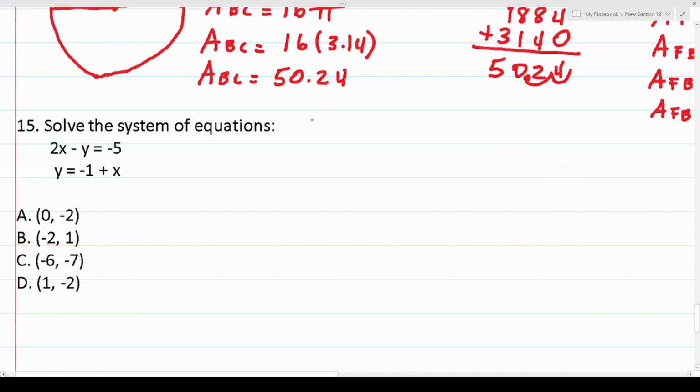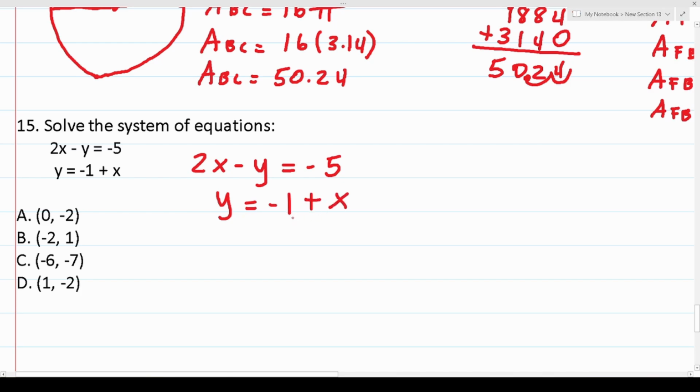All right, number 15 says, solve the following system of equations. We have 2x minus y equals negative 5 and y equals negative 1 plus x. So to start, I'm simply going to copy this down to the left. So we have 2x minus y equals negative 5. Then we have y equals negative 1 plus x.